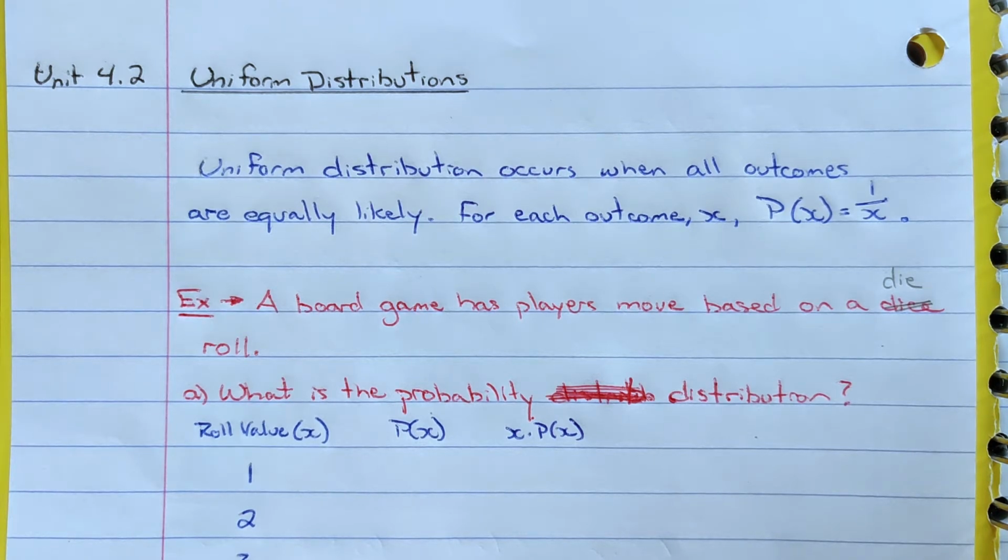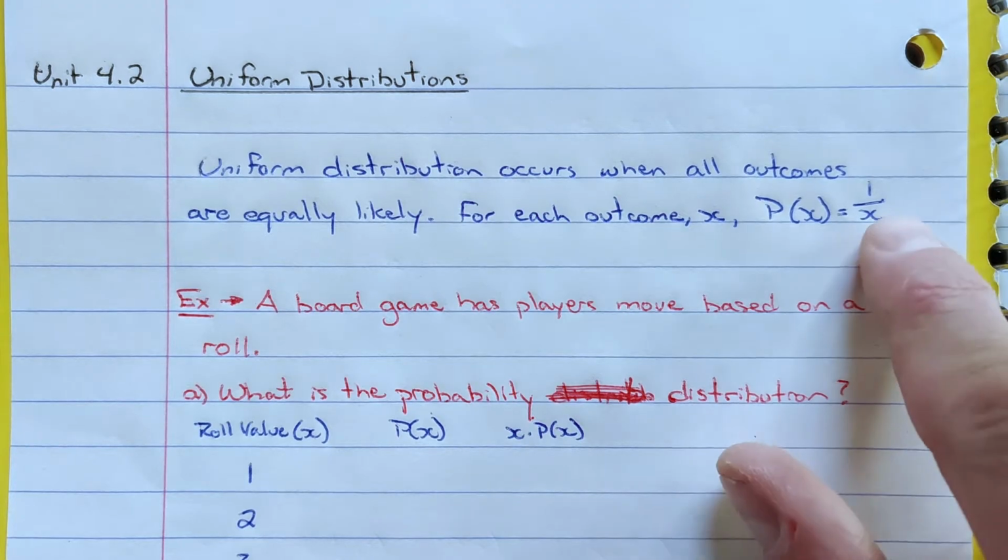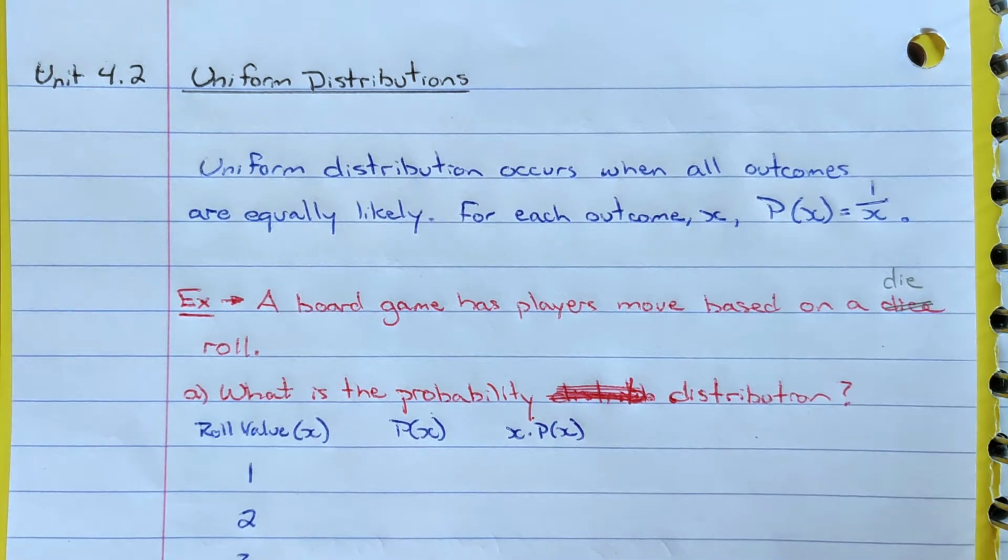So these kinds of probabilities, where all the outcomes are equal, give us a uniform distribution, and our probabilities are always going to be 1 over the number of outcomes. So like a die, 1 in 6, because there's 6 different outcomes.